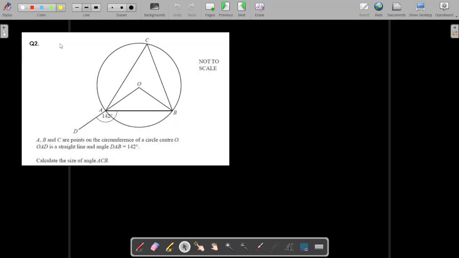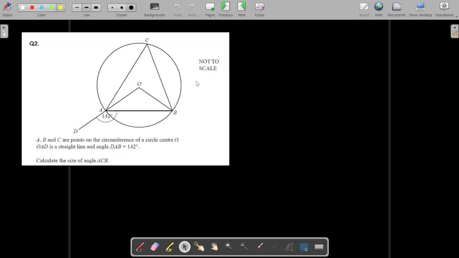This is the second problem from that test in October, and this is a circle theorem problem. I will explain to you how you can do the solution for this one. As you can see, this is a circle theorem. It has a certain geometry inside of it. There's a triangle and there's some straight line that is part of that triangle, making an angle of 142 with the triangle.